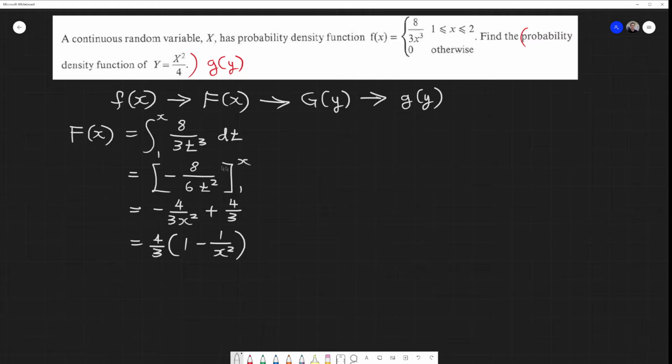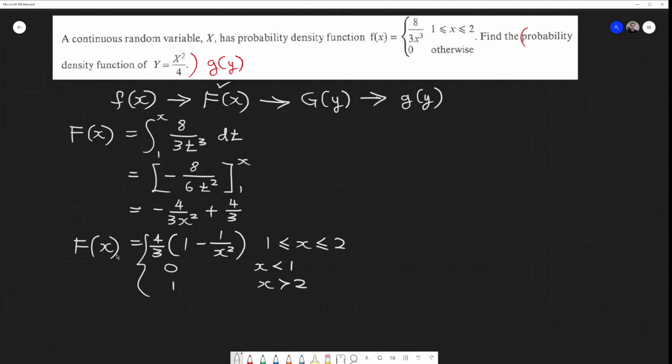Okay, so we have done this part. So this is going to be the CDF, and let me just make it well defined here. So this is actually for 1 to 2, and it's going to be 0 when x is less than 1, and 1 when x is greater than 2. Okay, so now we need to apply the transformation y equals x squared over 4.